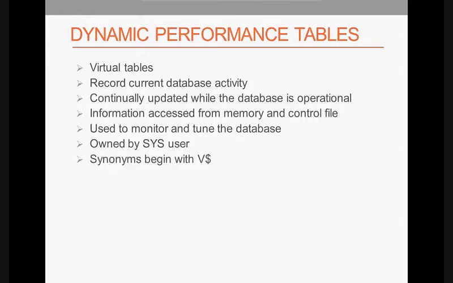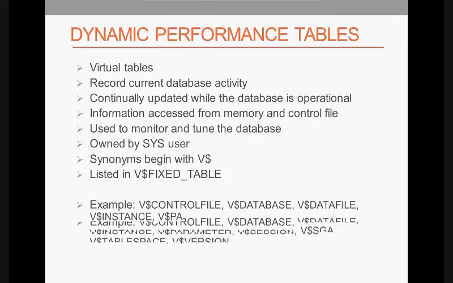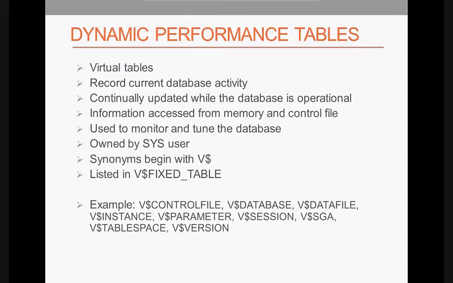The dynamic performance tables are owned by user SYS. Their names begin with V$. Names of all the dynamic views are stored in V$FIXED_TABLE. These are a few examples of the dynamic performance tables. V$CONTROLFILE has information about the control file which is currently running or accessible by the Oracle server. V$DATABASE shows all the characteristics of the running database. Dynamic performance tables are virtual tables or volatile tables. As our database closes, all the data present in these tables vanishes. They just record real-time data of the running database.